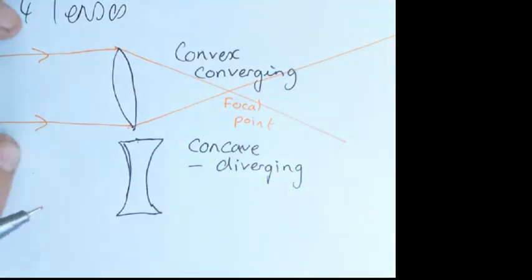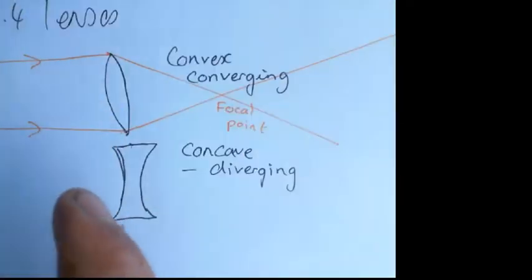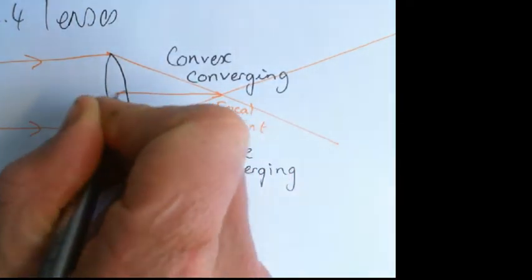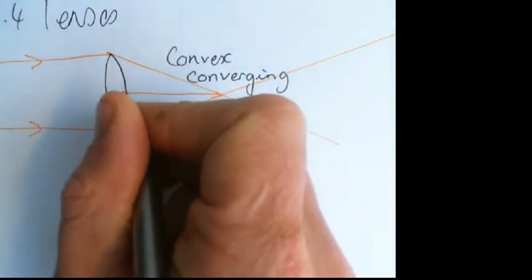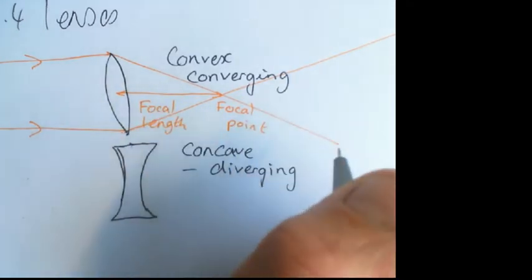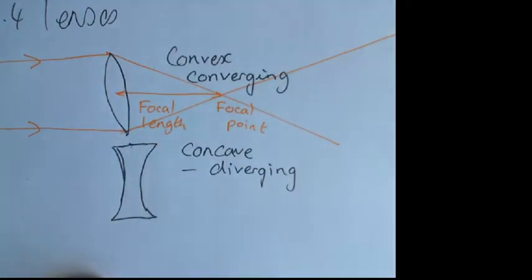And you can see that these lines have been brought together. That's why it's called a converging. The distance from here to here, that is known as the focal length. Okay, that's your converging lens. Sorry, that's your convex lens. The converging lens, which is the convex lens.